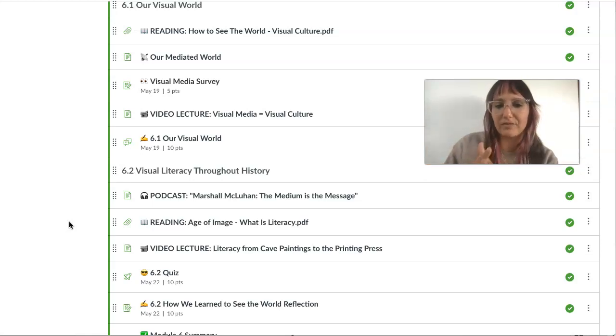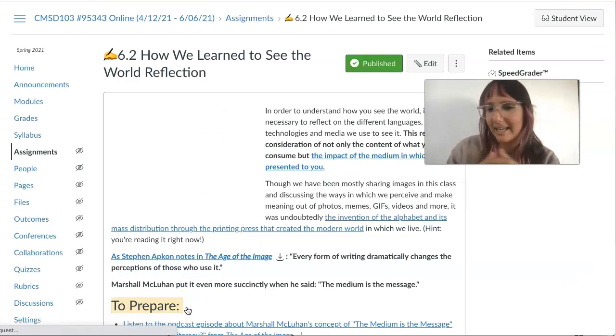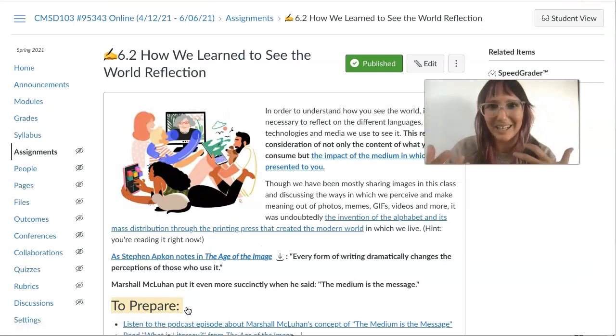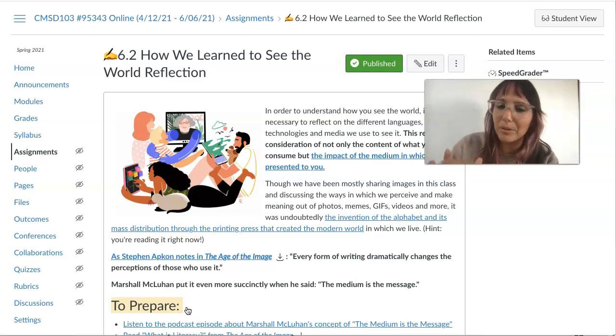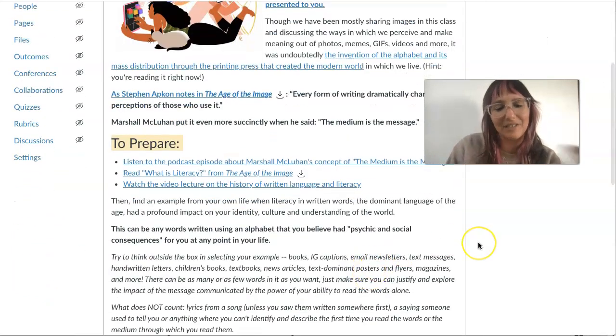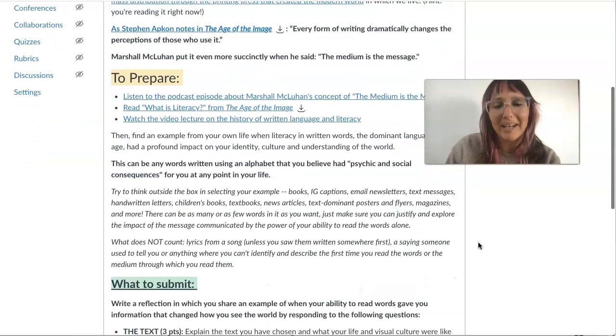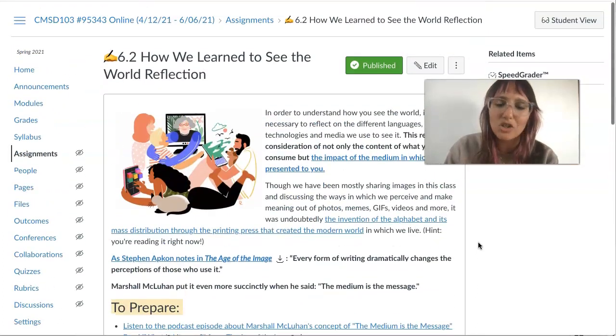There's a quick quiz after you do the short podcast, about 30 minutes, the reading, and the video lecture. Then you have an assignment where you will find an example of a text of the alphabet. You'll be learning about what an alphabet is versus other forms of visual language, but again pulling a lot from the Stuart Hall reading from semiotics and bringing it up into these conversations. So find an example of a text, of a time when written language impacted you, taught you something, or changed the way that you see the world.